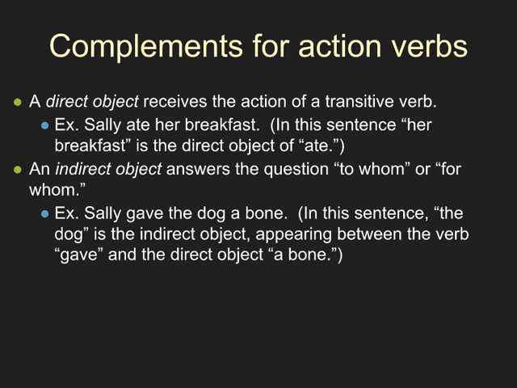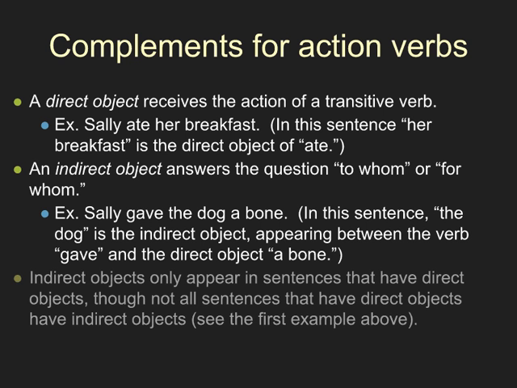So if you see an object coming after a verb and there's only one object, you don't want to start asking yourself, is this direct object or indirect object? Because an indirect object will only be there if there is also a direct object. Right? We will talk some more and give some more examples of direct objects versus indirect objects in class. And that's what that note's all about down at the bottom. Indirect objects only appear in sentences that have direct objects, though not all sentences that have direct objects have indirect objects, right?